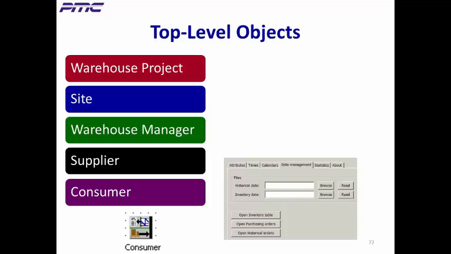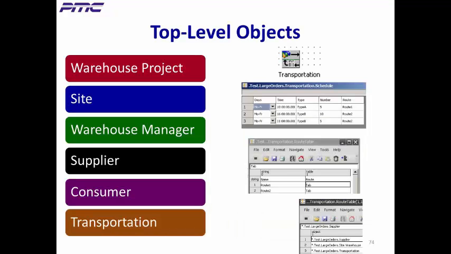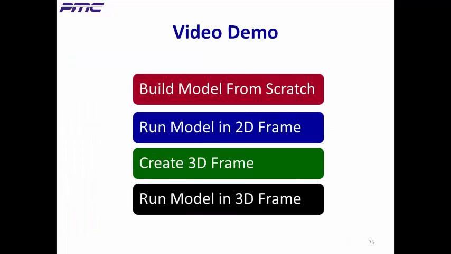The transportation object manages the supply chain's trucks that travel between sites. It lets you specify the number and capacity of each type of truck. The number of routes and the destinations for each route can be specified. And now, it's demo time. You'll see how a model can be rapidly built with the warehousing and logistics model and how the model looks in both 2D and 3D.